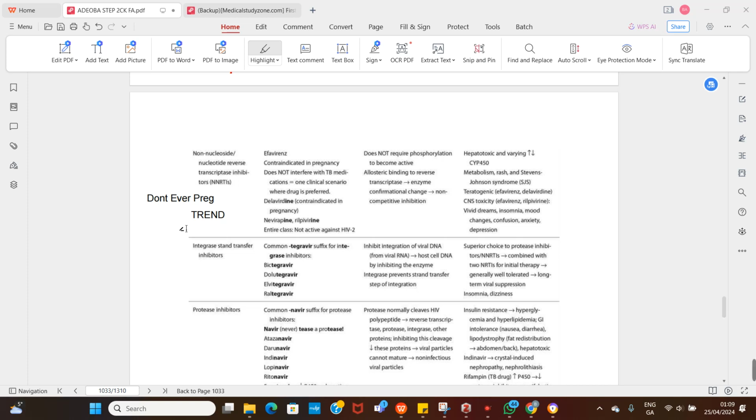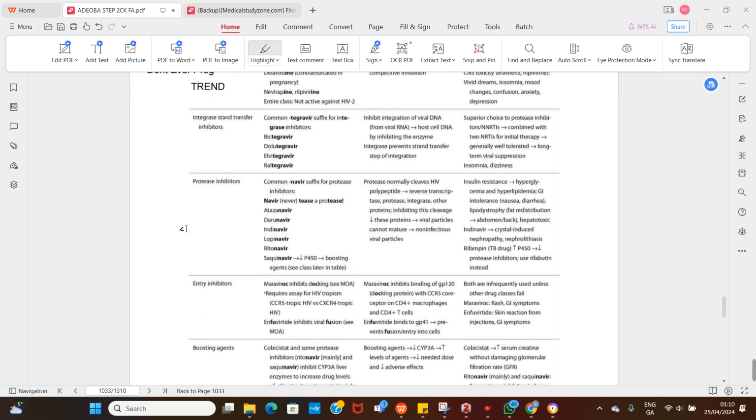Efavirenz will make the patient present with vivid dreams. They cause mood problems. They become depressed, become anxious for no reason, become confused, can have serious mood issues. Once you see the confusion, the anxiety, the depression, think about the vivid dreams. They like putting these vivid dreams there. Efavirenz is the drug at work. CNS problem, efavirenz. Teratogenicity, efavirenz.